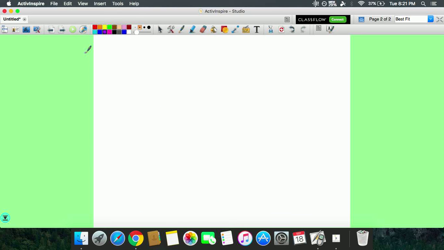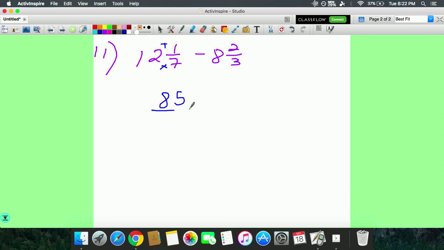Let's pick another one. Number 12. Number 11. 11 is 12 and 1/7 minus 8 and 2/3. So again, let's switch things around. So times and plus. 12 times 7 is 84 plus 1, 85. So it's 85 over 7 minus, so it's times and plus. 3 times 8 is 24. 24 plus 2 is 26 over 3. We change this to an improper.